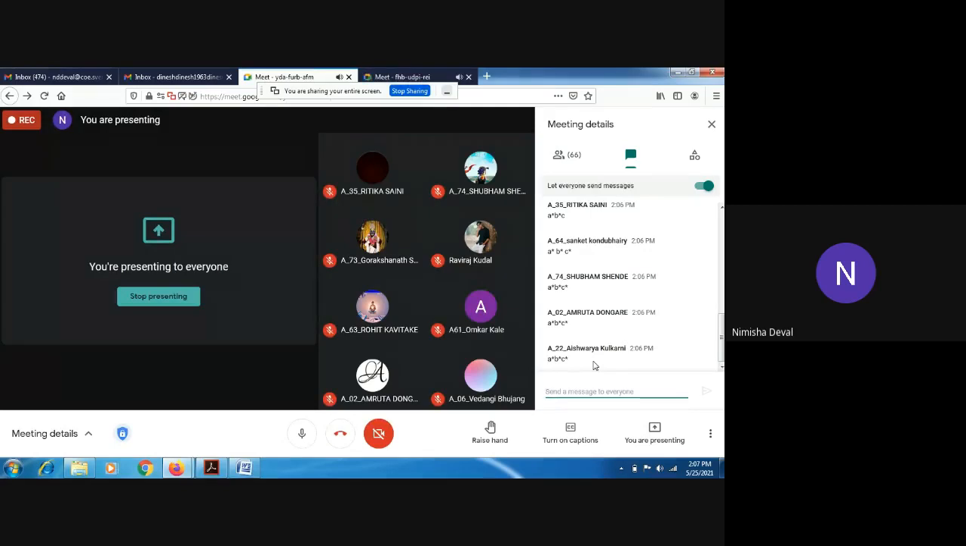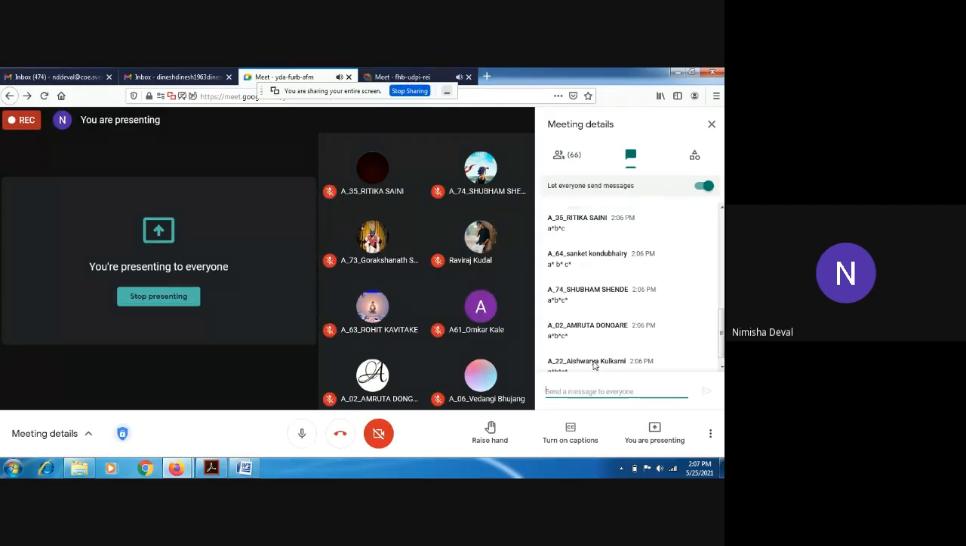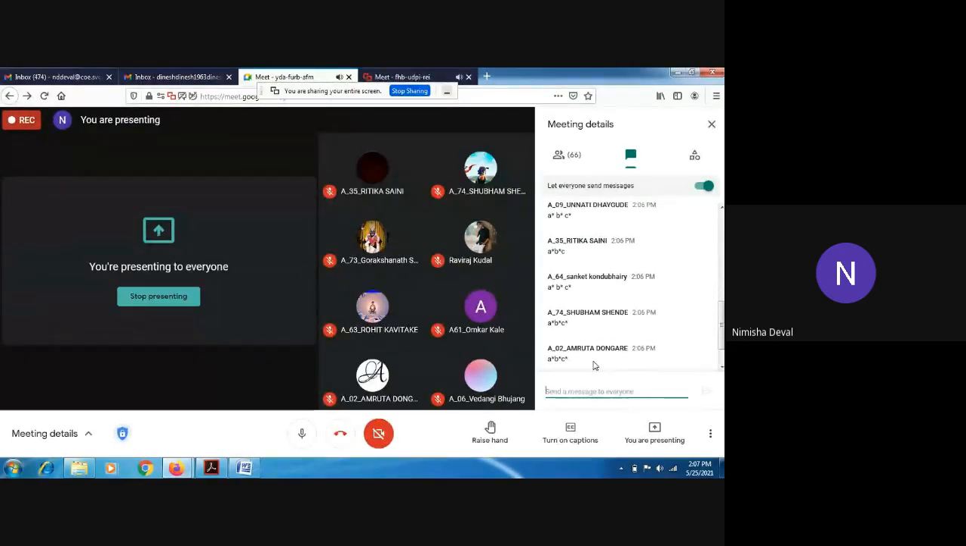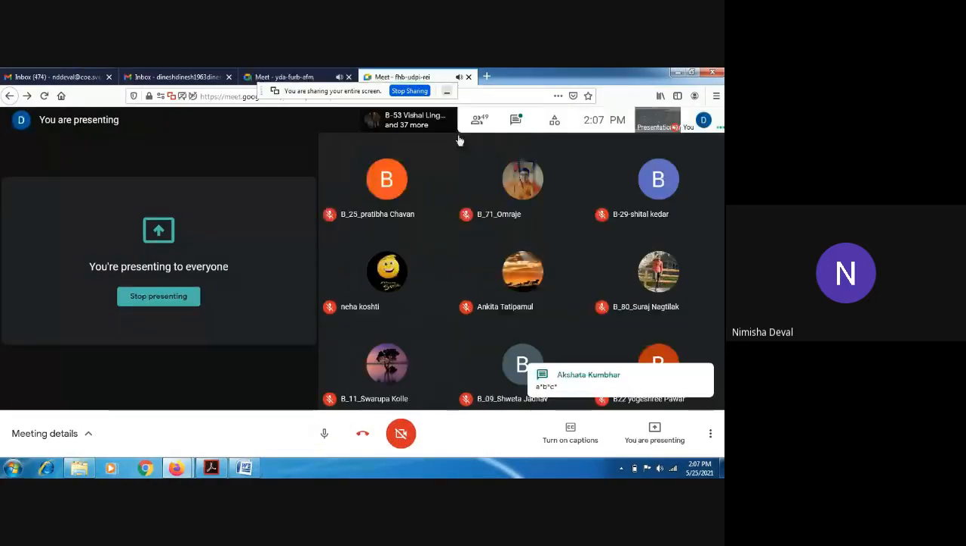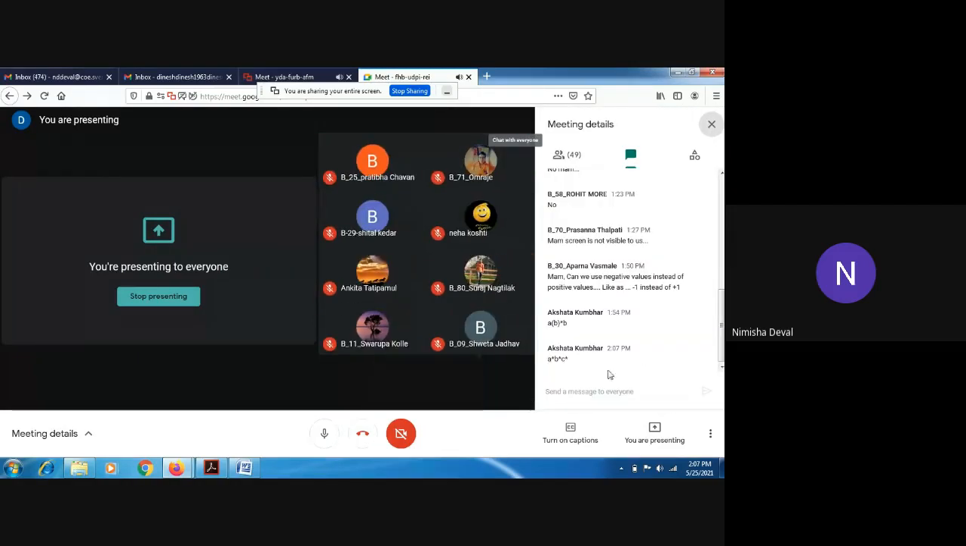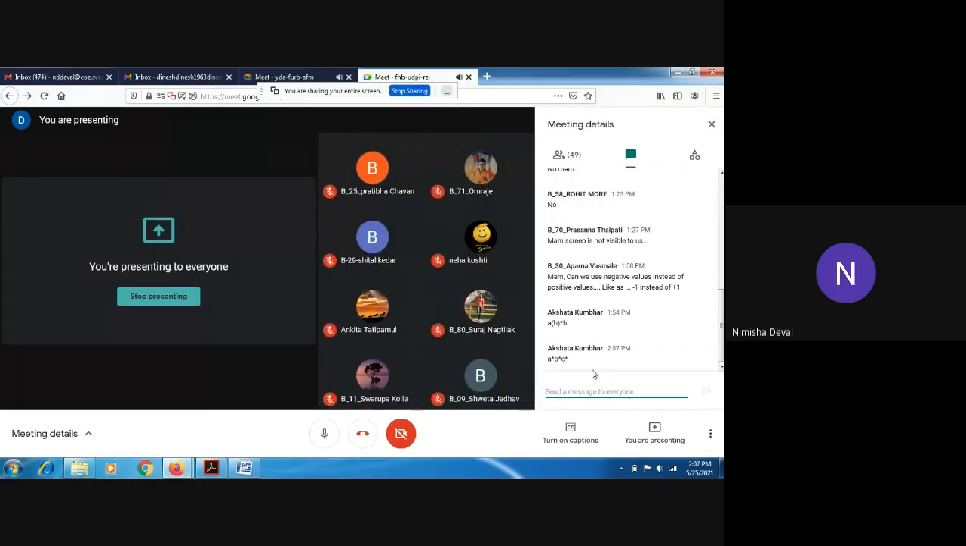Yes, Aishwarya, Amruta, Shubham, Sanket. Okay, these are from A division. Right, your answer is correct. Then from B division also, many students. Yes, Akshada, you have written correctly. Sakshi also. Yes, correct. Okay, all of you getting it?